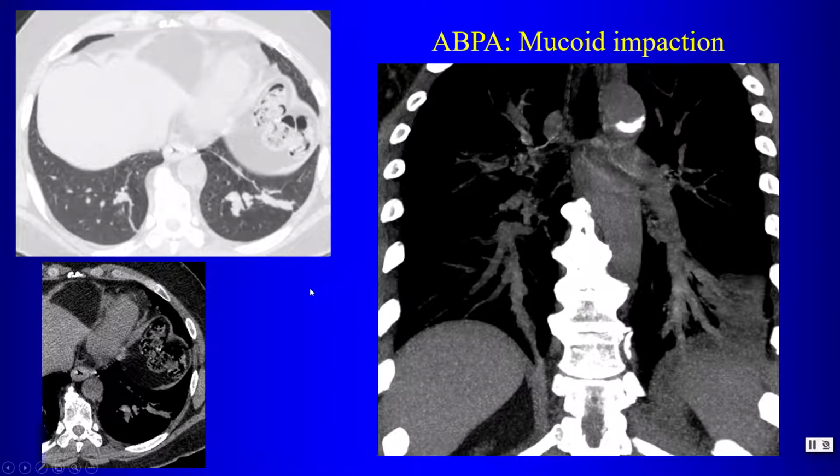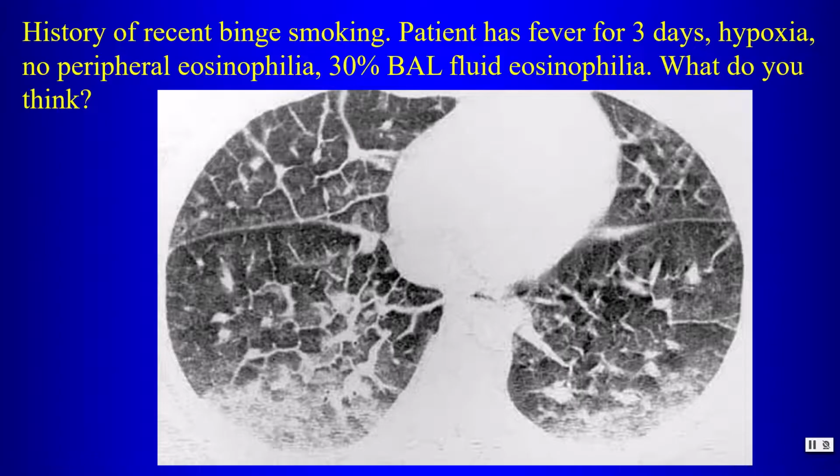So mucoid impaction, if we see this in an asthmatic, see these tubular opacities here, is a nice example of some branching tubular opacities, especially if they're higher in attenuation. With allergic bronchopulmonary aspergillosis, the mucoid impaction can be higher in attenuation. So these are some typical manifestations of ABPA in an asthmatic.